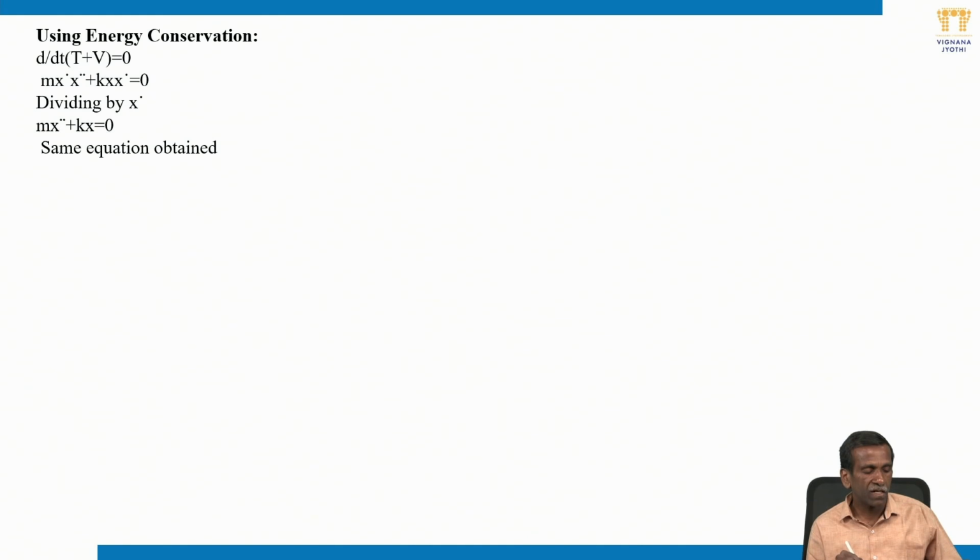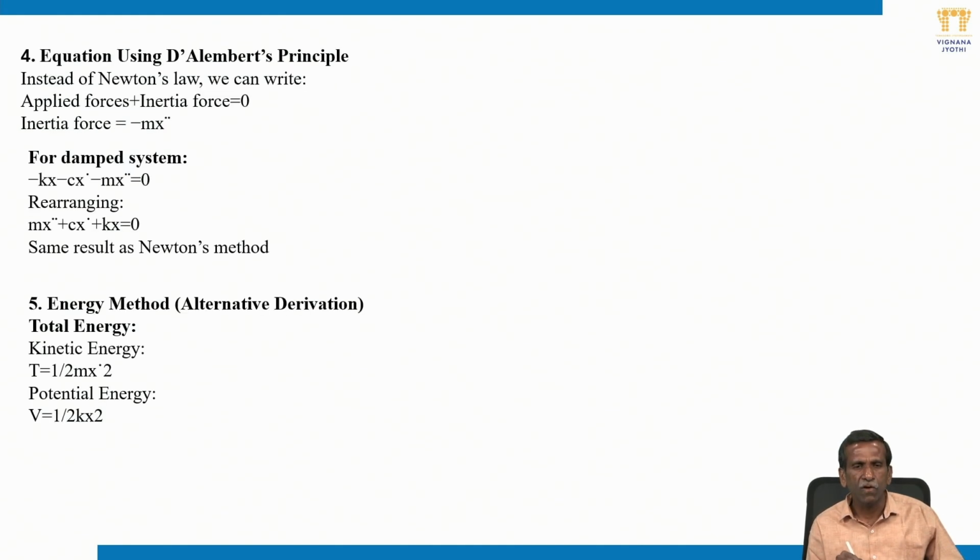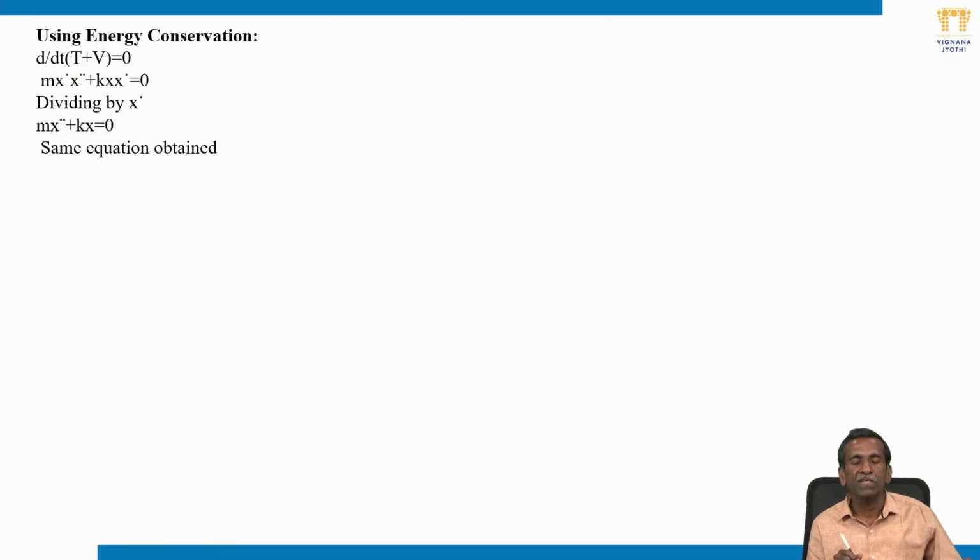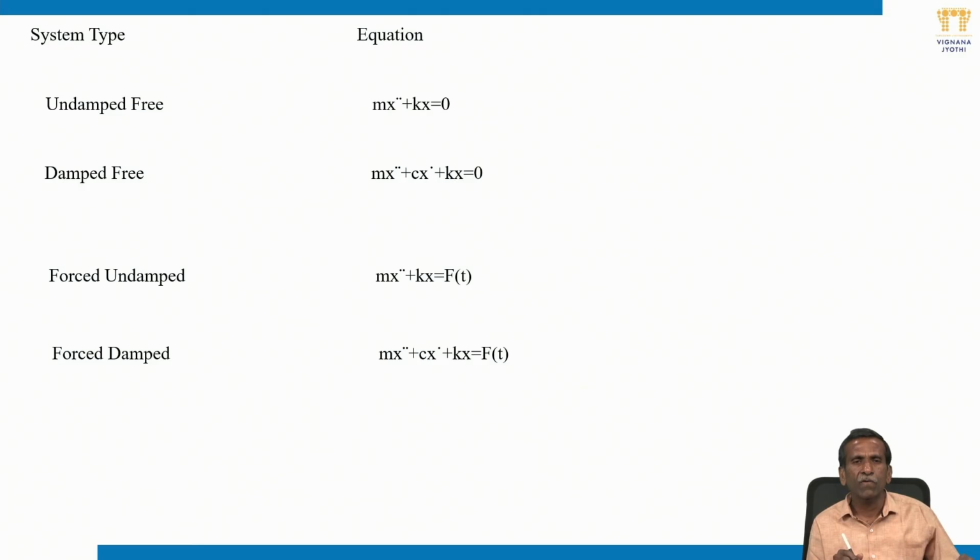This way you can have different approaches: the energy conservation approach, that is the total energy method, or you can apply D'Alembert's principle, or Newton's second law. We can develop these equations using any of these approaches. Further analysis of these equations we will see in our coming lectures. Overall, these are the four vibrations: undamped free, damped free, forced undamped, and forced damped.